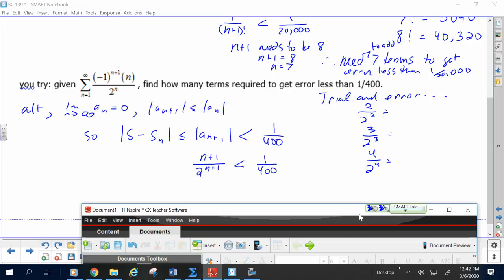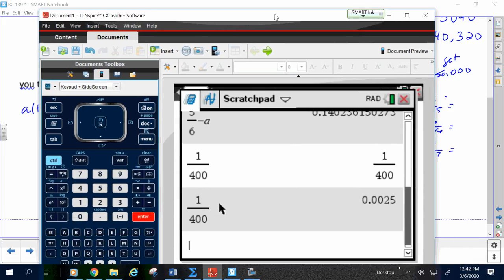That's not even close, right? Do you agree it's 4 over 16? That's 1/4. All right. 5 over 2 to the 5th? That's 5/32. Nope. 6 over 2 to the 6th? That's 6/64. 7 over 2 to the 7th. I wish I would have made the denominator a little more powerful. Oh well. 7 over 2 to the 7th. 8 over 2 to the 8th. Let's start figuring this out here.